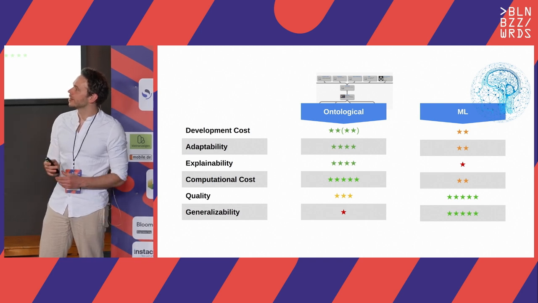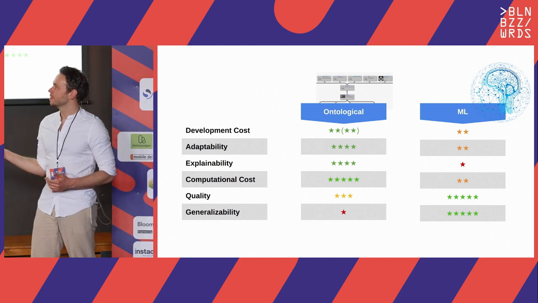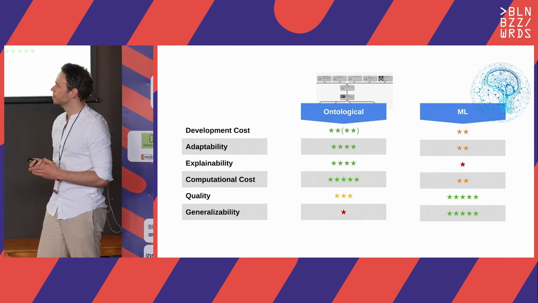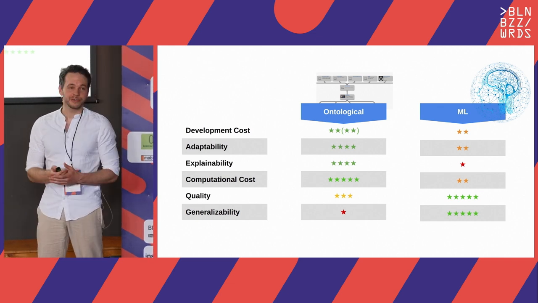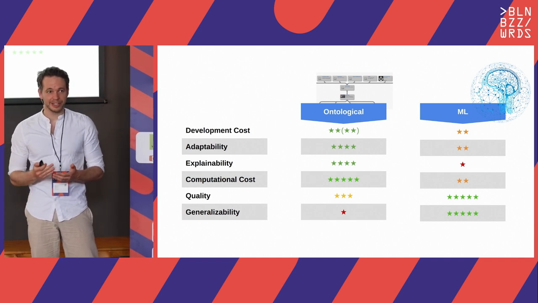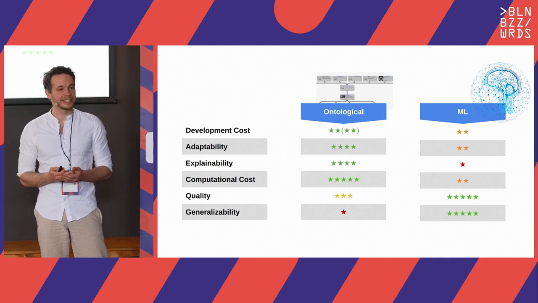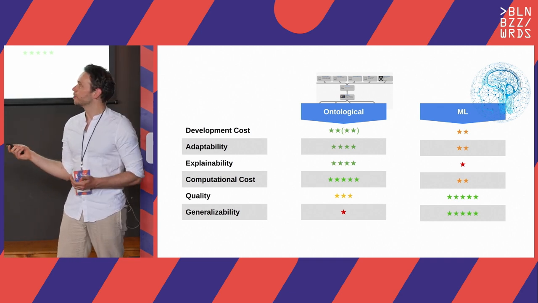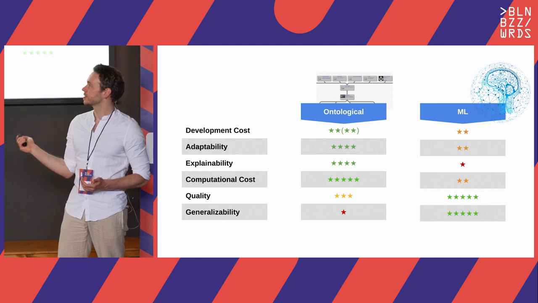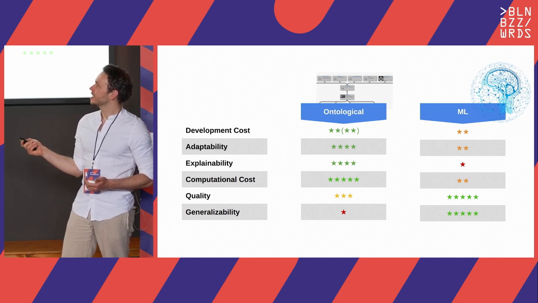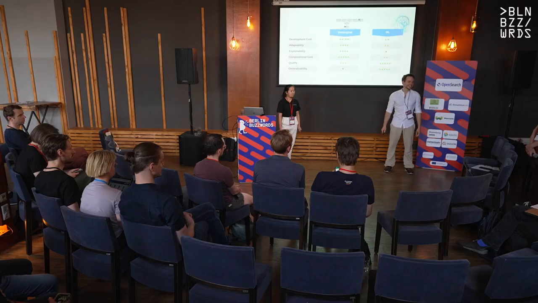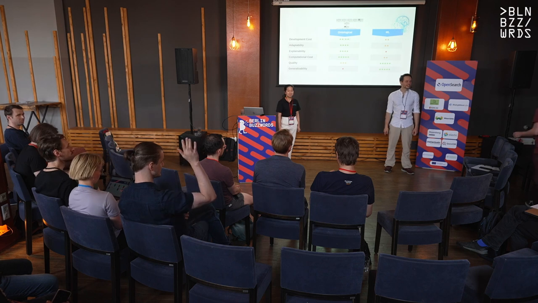While ontologies are fast and easy to understand, machine learning has the large advantages in quality and generalizability. So if your customers have the compute and do want to invest the development time, I would always argue for a combined system or one that at least incorporates some machine learning. I can't give you, I'm sorry, a definite scoring. But thank you.